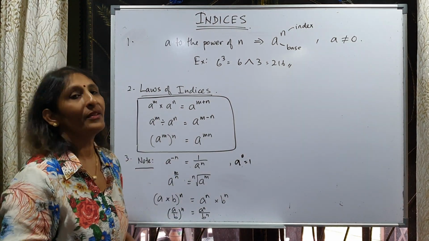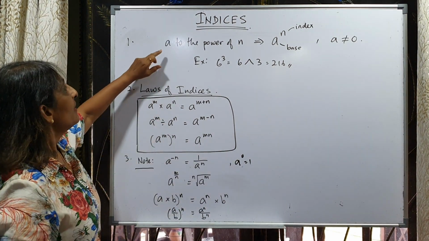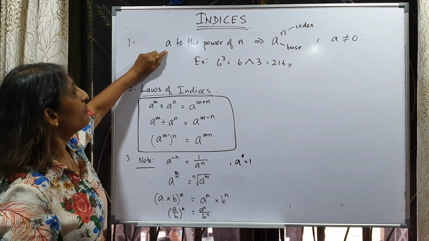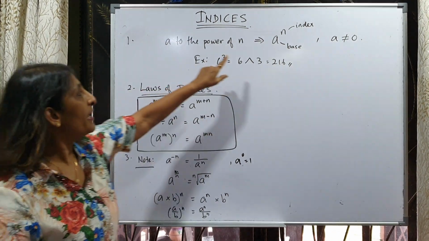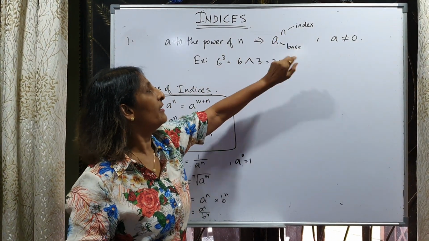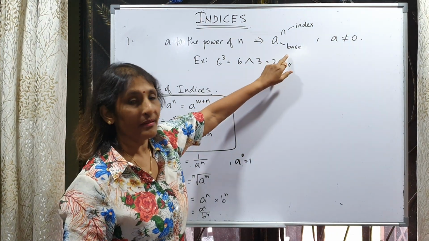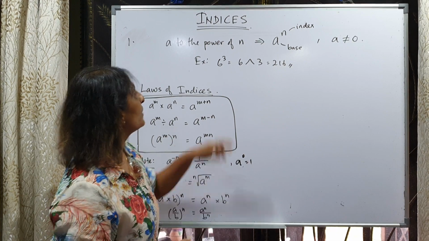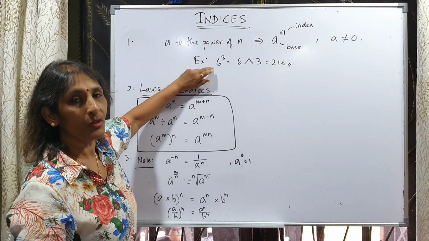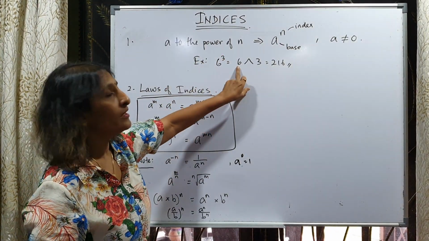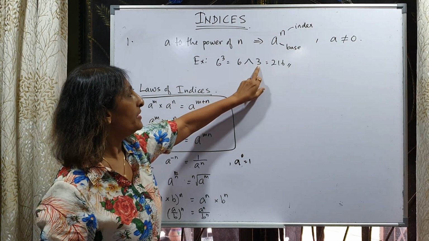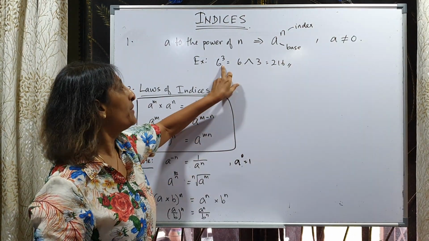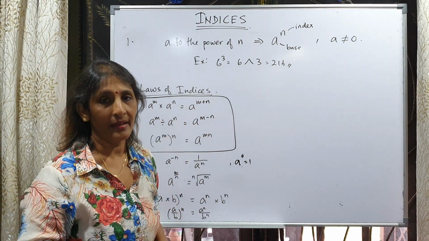Alright, so let's look at the board now. First of all, a to the power of n means you write a to the power of n. This a is called the base and the n is called the index. So for example, let's say you have 6 to the power of 3. You can use a calculator to get the answer. 6 is the base and 3 is the index.